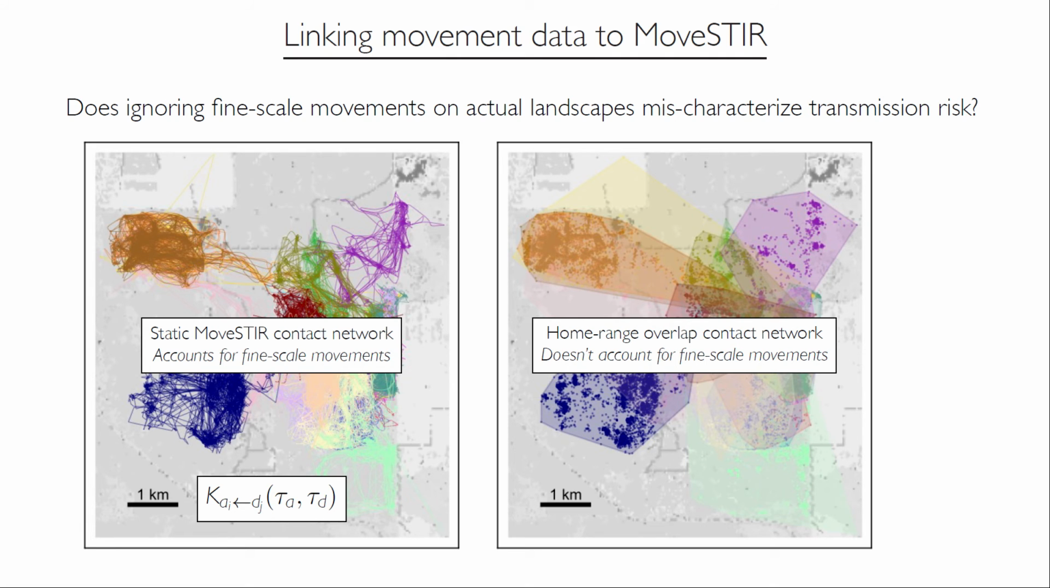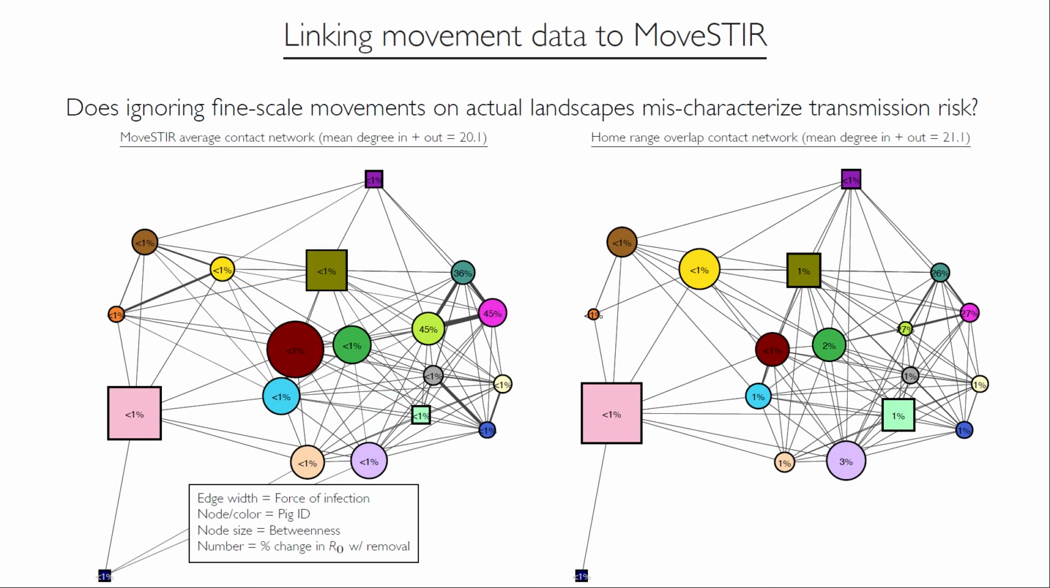And the cool thing is, the reason we can compare these two networks is that this home range overlap network is actually a special case of the more general Movester model. And so they have the exact same units, so they're directly comparable between these two networks. Okay, so here are these two networks. On the left-hand side is our Movester average contact network. On our right-hand side is our home range overlap network that doesn't account for these fine scale movements.